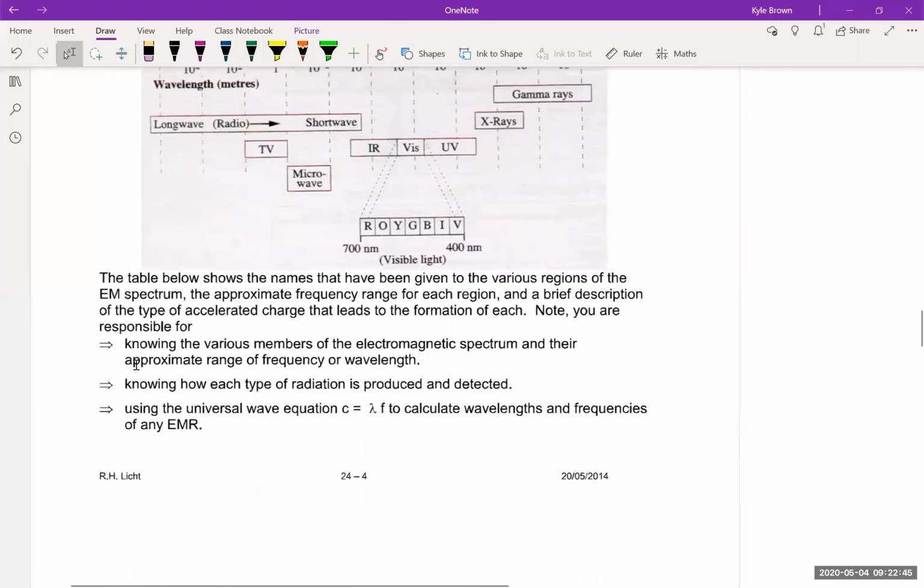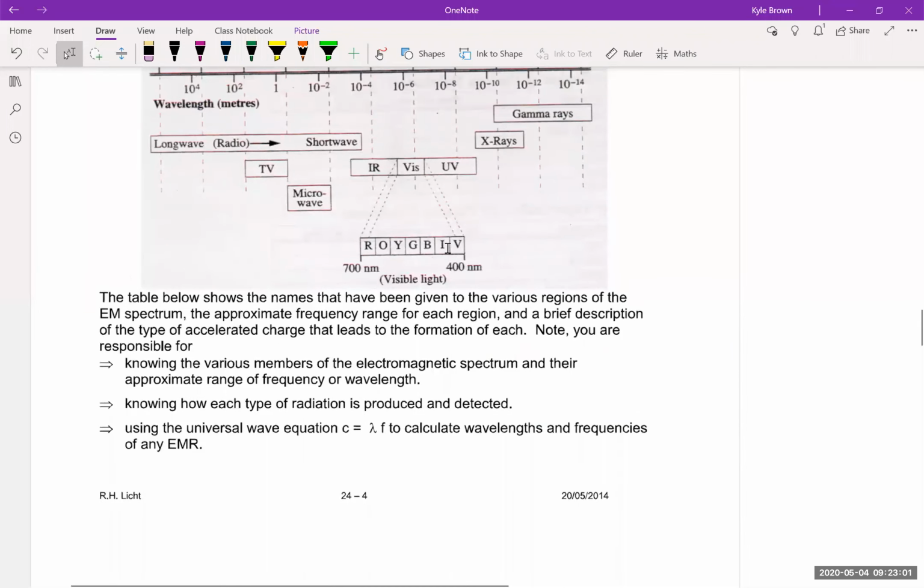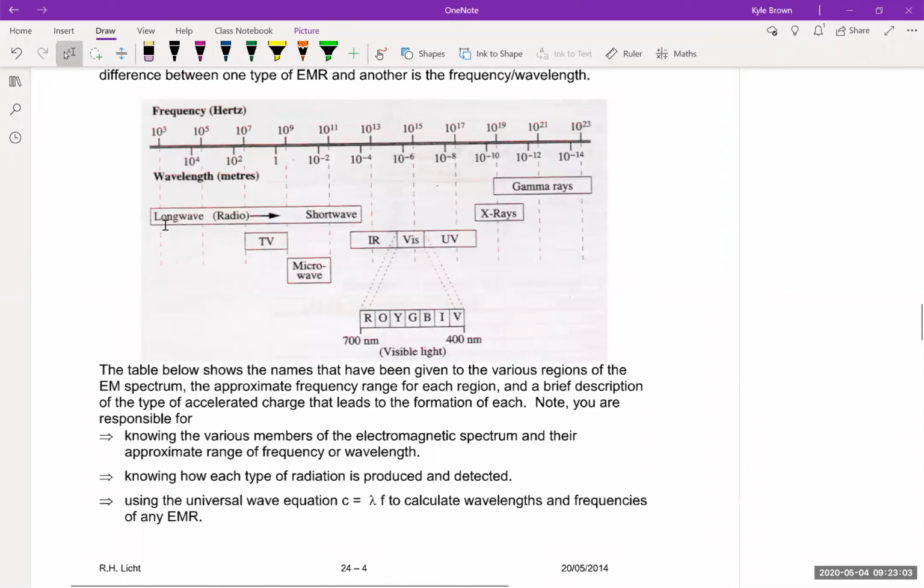So you need to know the various members of the electromagnetic spectrum and their approximate range and frequencies. You need to know generally, with visible light, what the range is for red to violet: 700 nanometers to 400 nanometers. You also need to generally know that radio waves have this much of a spectrum, and they're on the left here, and kind of where they start and where they end. It's not going to be a hard thing; mostly it's going to be your light and then generally where these things go.